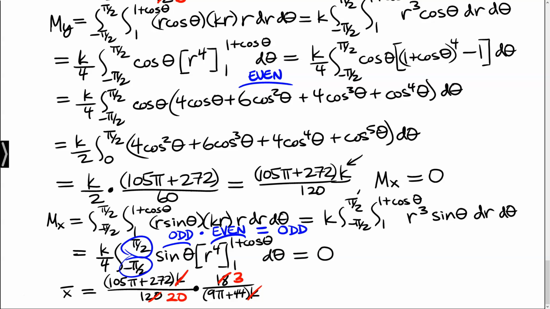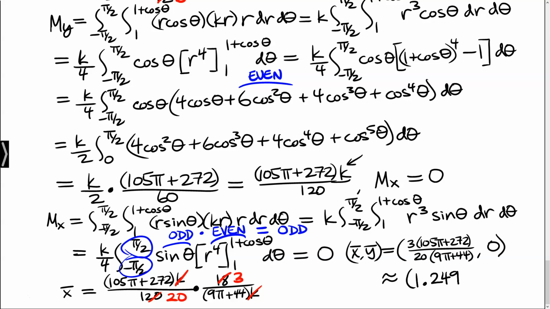Okay, so finally we can write x bar, y bar is equal to 3 times 105 pi plus 272 all over 20 times 9 pi plus 44, comma 0. Now this is approximately equal to 1.249.